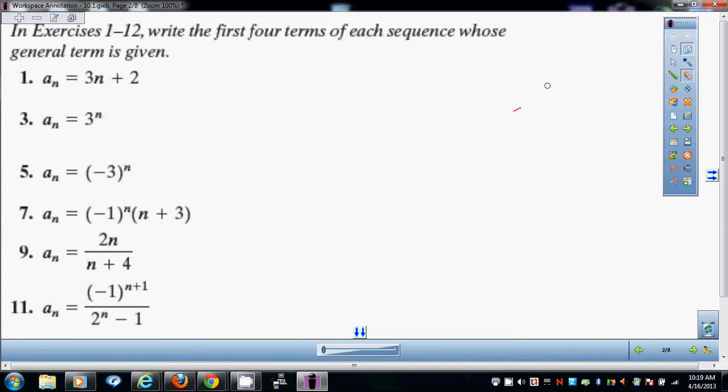Section 10-1, starring Sam McAdams. What the heck, man? Zach Peoples. I don't know, I just picked it random. All right, anyway, here we go.